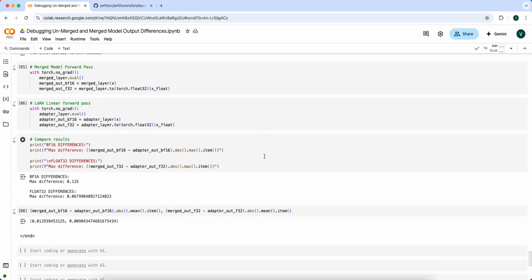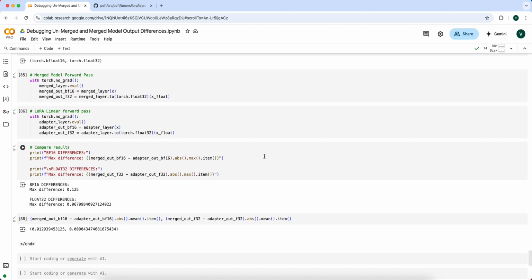So again, I made a previous video doing a deep dive into merge and unload, which is a LoRA model method in the PEFT library. So I'll put a link to that. And then I'm going to do one more video where I talk about how I used register forward hook to look at how this floating point precision error propagates layer by layer as the inputs pass through the merged model and as the inputs pass through the unmerged model.